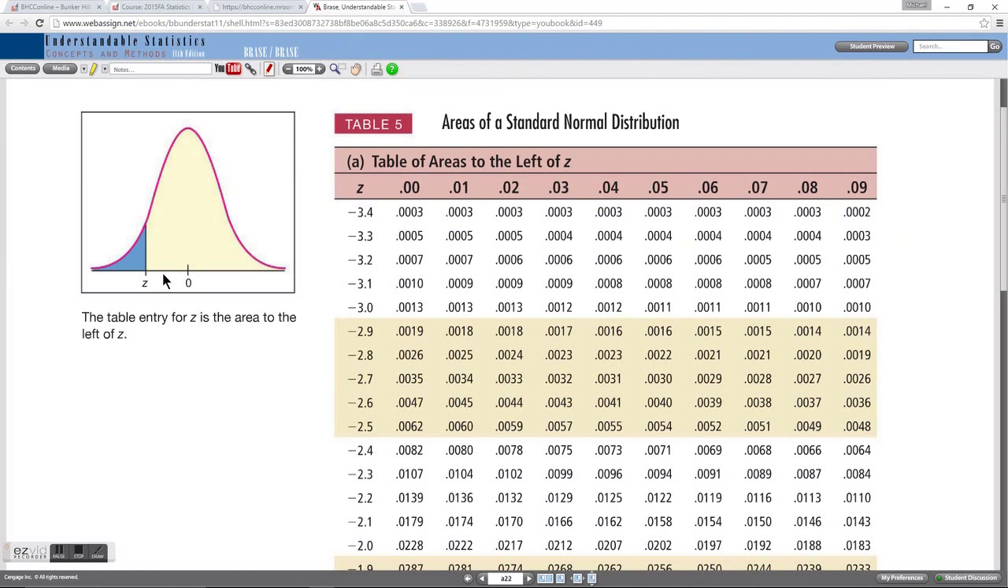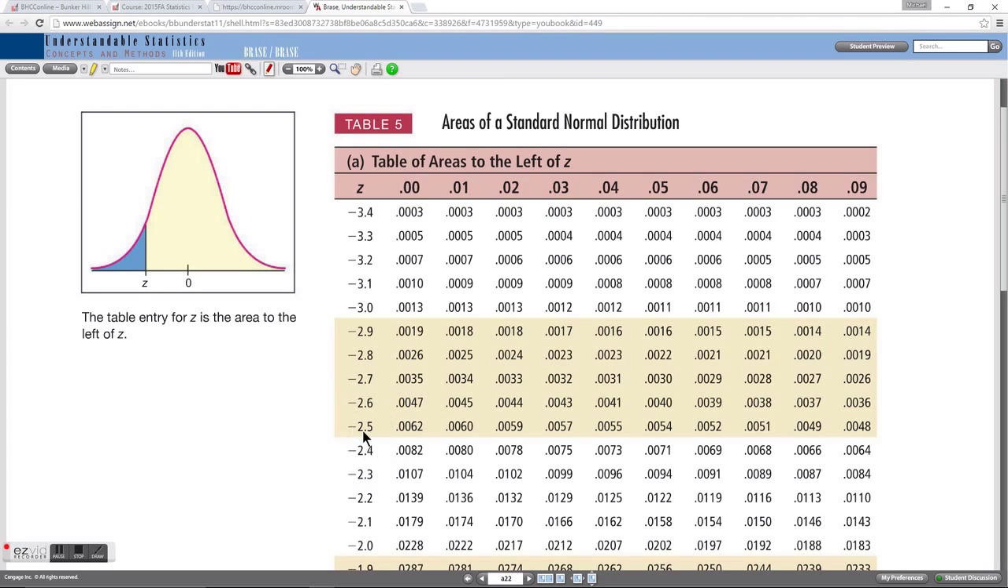Now my normal table lists areas to the left of particular z values. So if I use this table to look up a z value, I can find the area to the left, represented by this shaded region right here. For example, if I wanted to look up a z value of negative 2.53, what I would do is go down the left column of my table and look up the ones digit and the tenths digit, in this case negative 2.5, and then go across the top of my table and look up the hundredth digit, which would be 0.03.